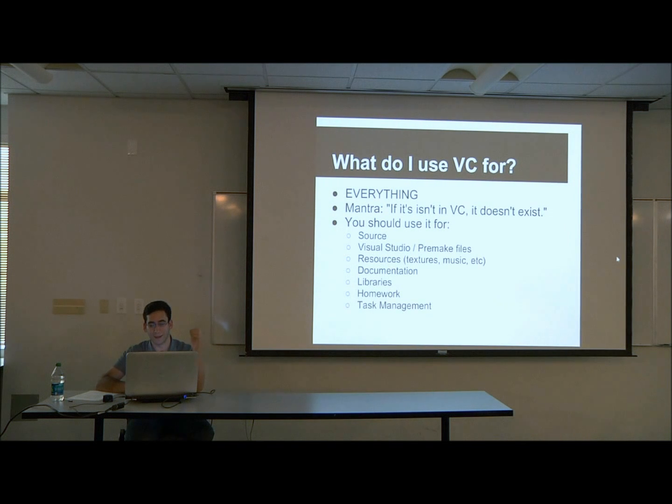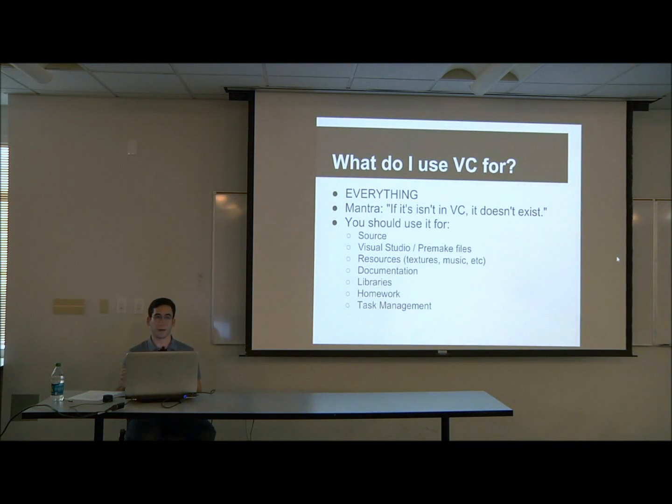So what should you use version control for? Everything. The mantra is, if it's not in version control, it doesn't exist. So you should be using this for your source, any Visual Studio pre-make files, the project files. You don't need to use it for anything that can be generated from what's in the version control. So like OBJ files and stuff, obviously you don't want to put that on there. But resources, any external documentation, any libraries you're using, even though they're giant, you want to be able to go to a revision and have everything you need to have it work.